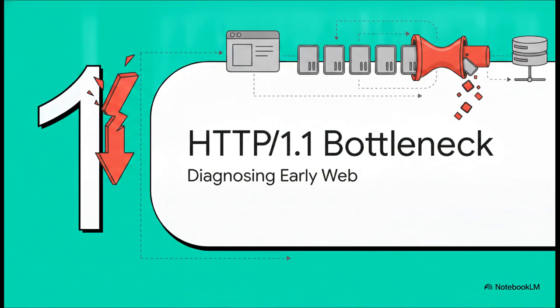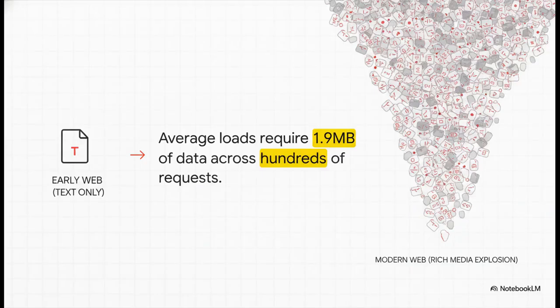All right, Section 1, the HTTP/1.1 bottleneck. So when HTTP/2 was finally standardized back in 2015 as RFC 7540, it was a direct, urgent reaction to the numbers you're seeing here. You know, early web pages were super modest, mostly just plain text. But today, an average page load requires pulling down over 1.9 megabytes of data across anywhere from 100 to 300 separate HTTP requests. We're talking HTML, CSS, massive JavaScript bundles, images, API calls, the whole shebang.